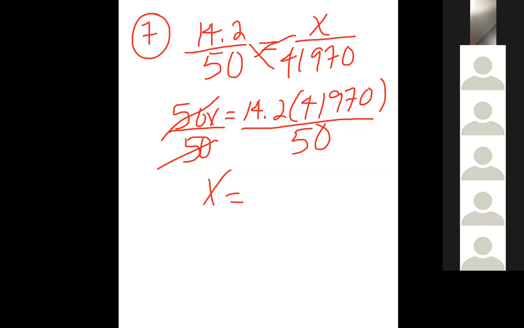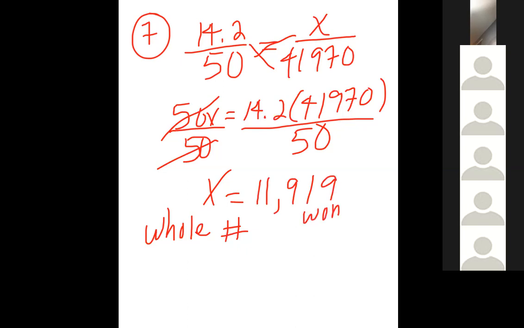All right, did anybody plug this? Oh, yay, somebody plugged it into a calculator. Now, the only problem is we have to round this to the nearest whole number. So Georgia, thank you for giving me that decimal, but I am going to round it to the nearest whole number. So this would be 11,919 women in this company.